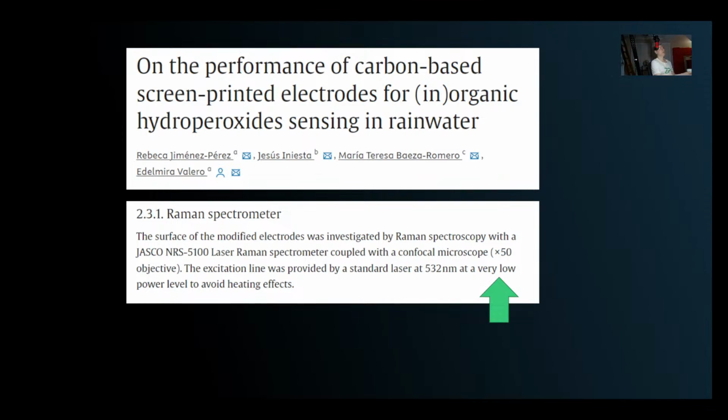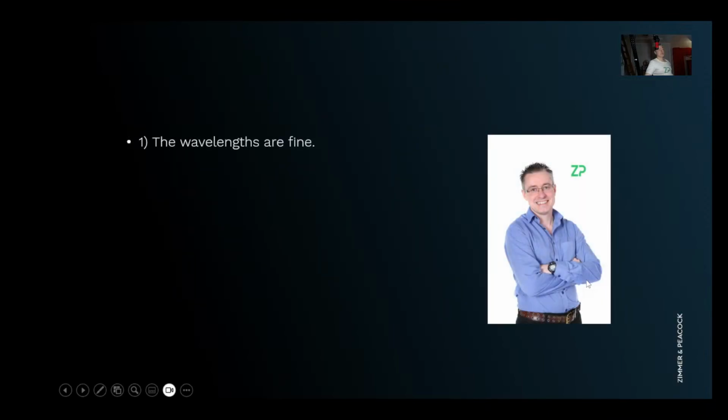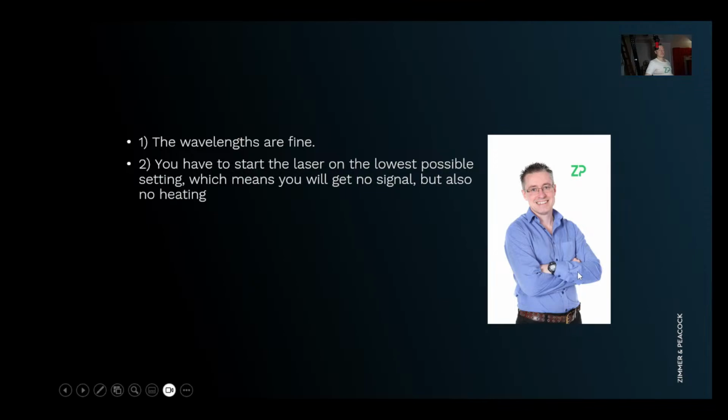You've got a carbon electrode. If you go in, with the wattage on that laser turned right up, you could possibly cut through the material. I don't want to overplay it, but you've got to basically go in there with a very low power setting. And my suggestion is that the wavelengths are fine, but you have to start off with the laser on the lowest possible setting.